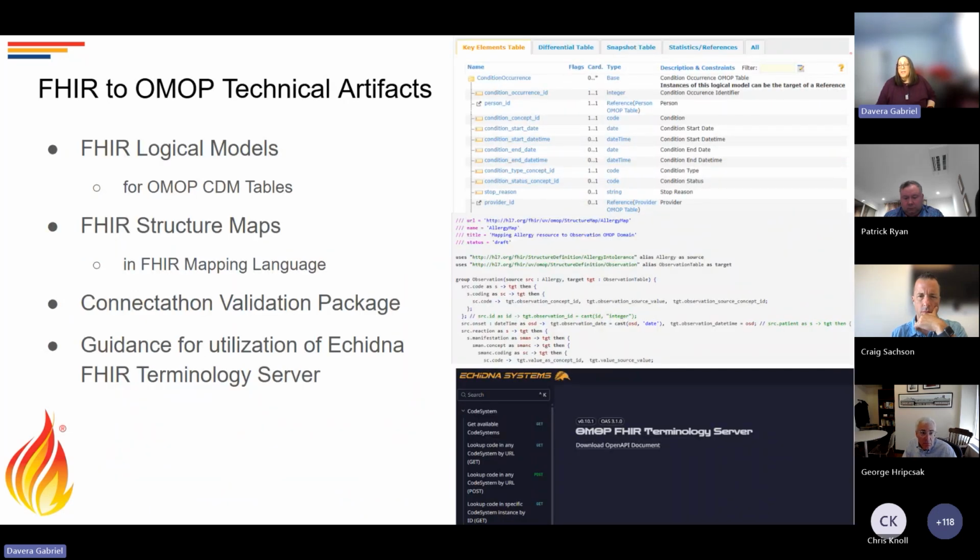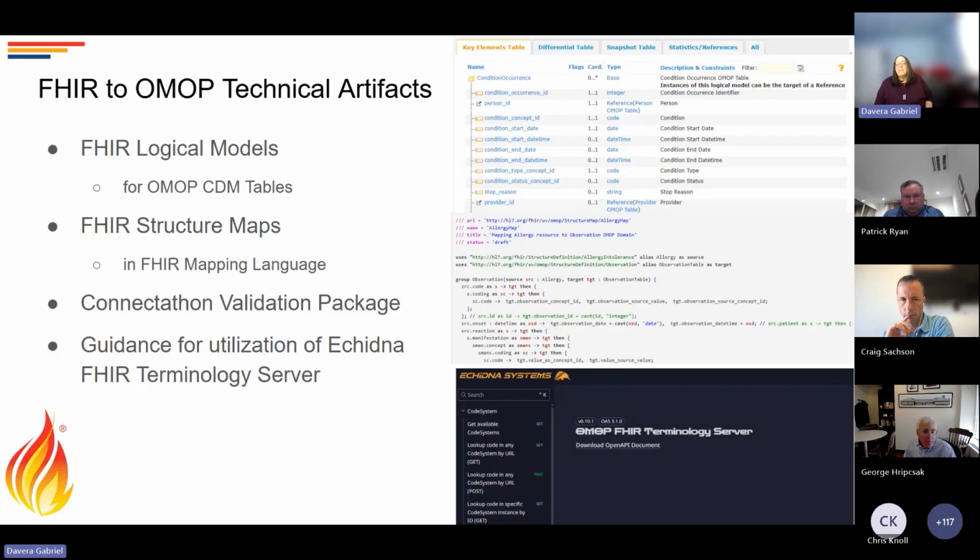The second type of content in the implementation guide are the technical artifacts. These include a set of logical models that represent the OMOP Common Data Model tables in FHIR, structure maps that are machine-readable artifacts representing the detailed set of rules for FHIR-to-OMOP transformations, a FHIR and OMOP data validation package developed for our Connectathon testing, and guidance for using the Echidna FHIR terminology server. That's an open API that serves up the Odyssey standardized vocabulary's content critical in FHIR-to-OMOP transformations.